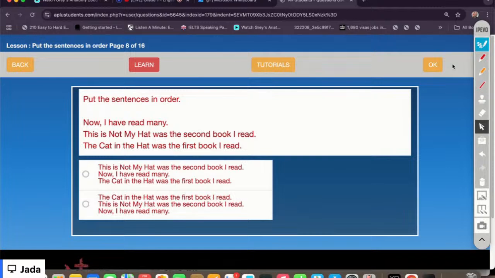So now I have read many. This is Not My Hat was the second book I read. The Cat in the Hat was the first book I read. So what's the right order here?